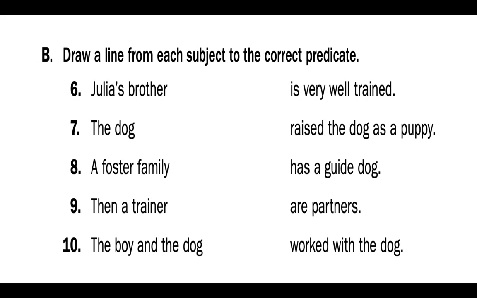Julia's brother has a guide dog. The dog is very well trained. A foster family raised the dog as a puppy. Then a trainer worked with the dog. The boy and the dog are partners. I hope you were able to successfully match the subject with its predicate.